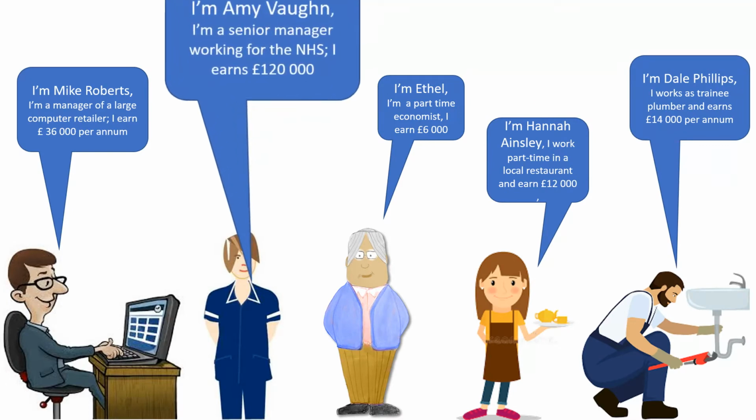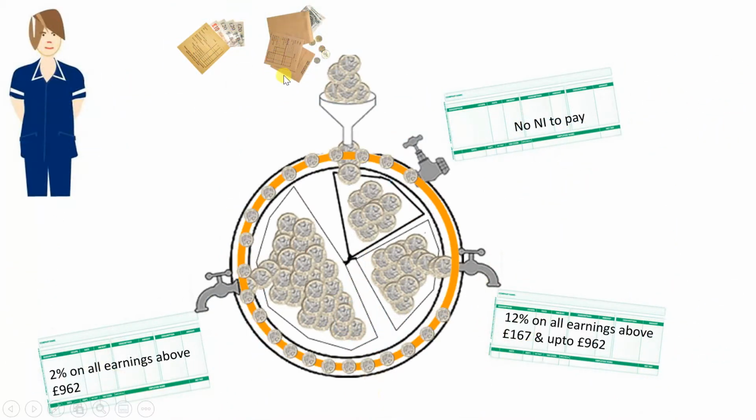This is Amy Vaughn. She's a senior manager for the NHS and she earns £120,000 per year. Unlikely that she'd be in a medical uniform, but this is to make sure that you know that's the NHS. So Amy puts her pay packet, her wages, into the spinner, and we see how much it's going to calculate Amy has to pay for her national insurance contribution.